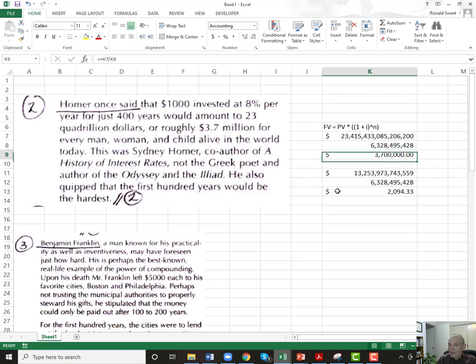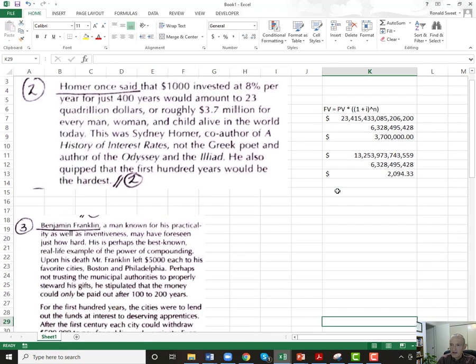So instead of that being $3.7 million per person, it's only going to be about $2,000. It's still impressive that you could save at 6% $1,000, and 400 years later you could give everybody in the world $2,000. But 6% is going to give you a much smaller return than 8%. So it's really material. Now, you don't have 400 years, but you do have 30, 40, 50 years. It makes a big difference over 30, 40, 50 years as well. All right, so there's the first one, just basic compounding.